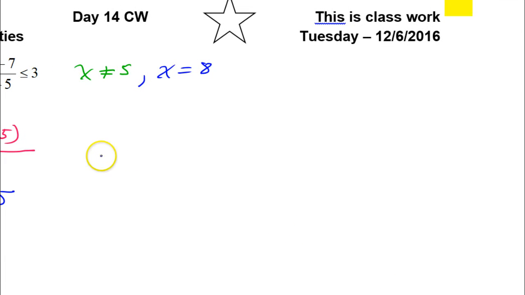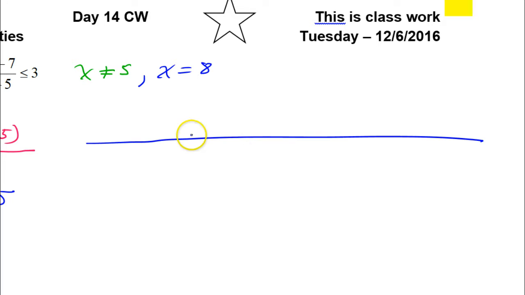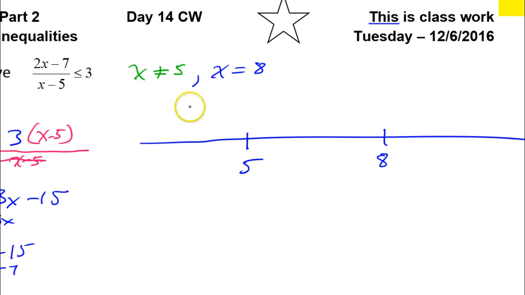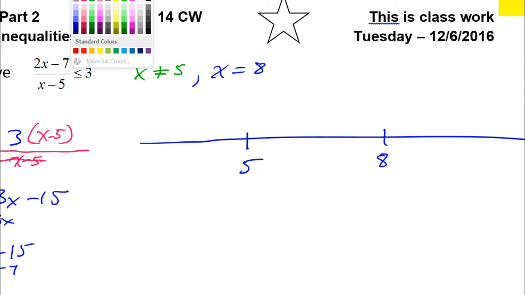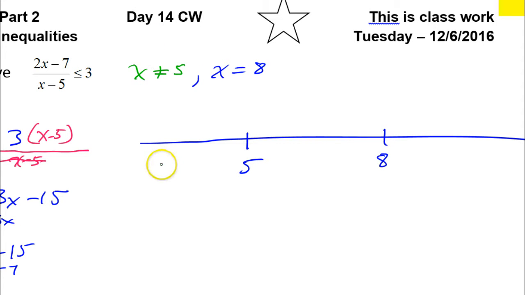Okay, so here we go with the number line. Ta-da. So I have 5 and I have 8. Okay, listen carefully. If you might have spaced out for a second there, here comes a new element. We've got these excluded values that we didn't have before. Excluded values are always going to be open circles. I'm just going to say that one more time. Excluded values are always open circles.